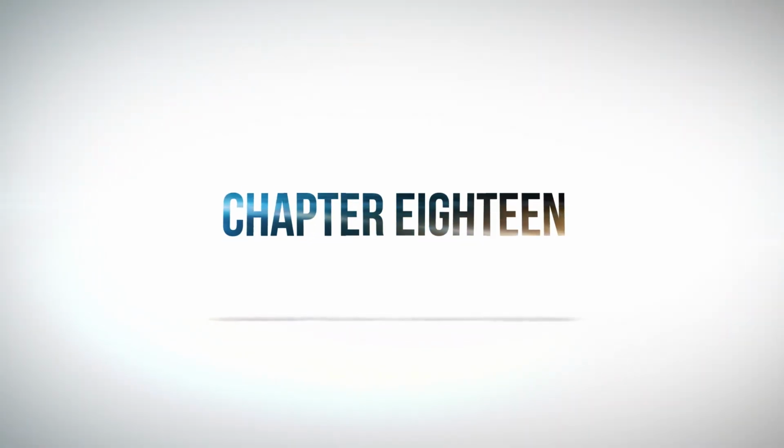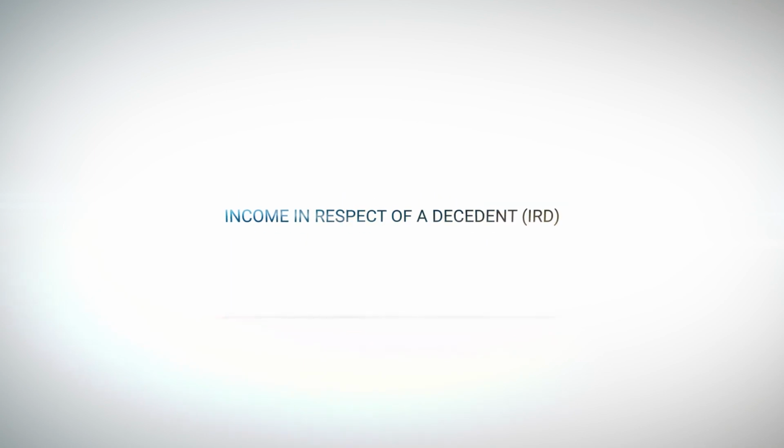Chapter 18, Income in Respect of a Decedent, commonly called IRD. This one's a toughie. We mentioned in Chapter 4, when we talked about creation, accumulation, utilization, and distribution of wealth, that this one has to do with distribution. We've died, we've left some assets to the kids. Some of these things have a tax component that is called income in respect of a decedent.